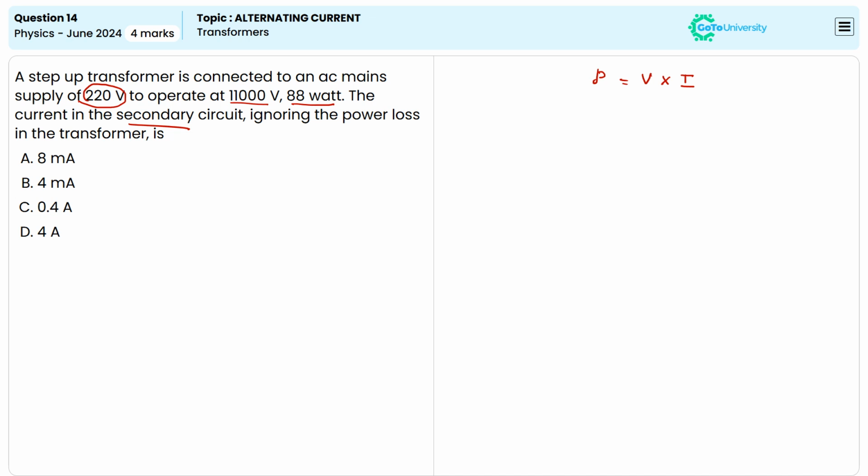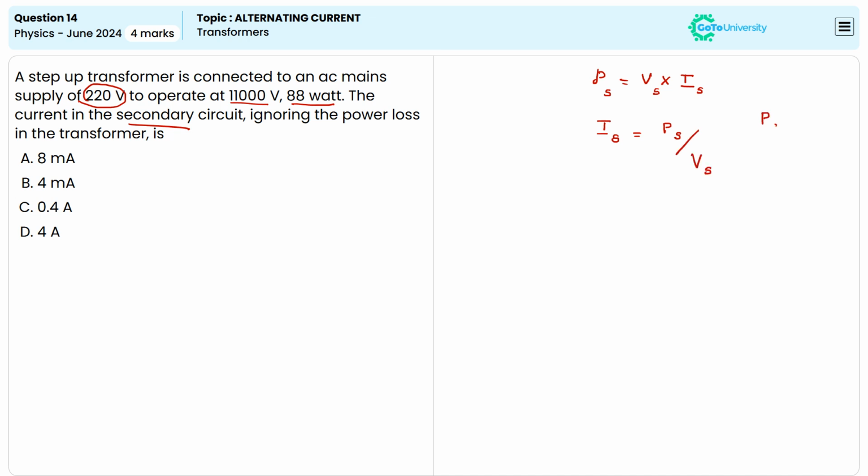So we can write power in a secondary coil will be equal to voltage in a secondary coil times the current in a secondary coil. So when we are rearranging the equation, the current in a secondary coil will be equal to power in a secondary coil divided by voltage in a secondary coil.